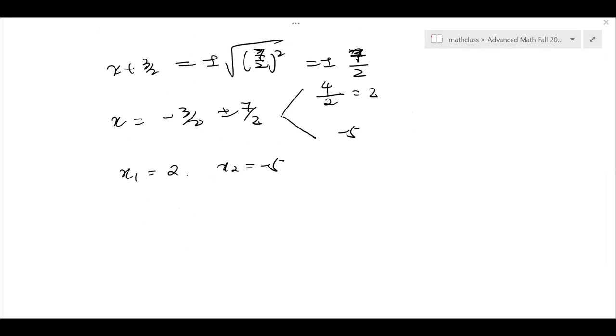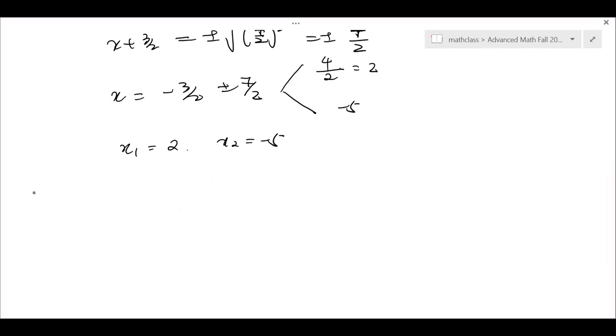Yeah, this is a quadratic equation. How do you solve it? You know, it's a very basic formula. Well, yeah, let's do one more exercise: x squared plus x plus 1.